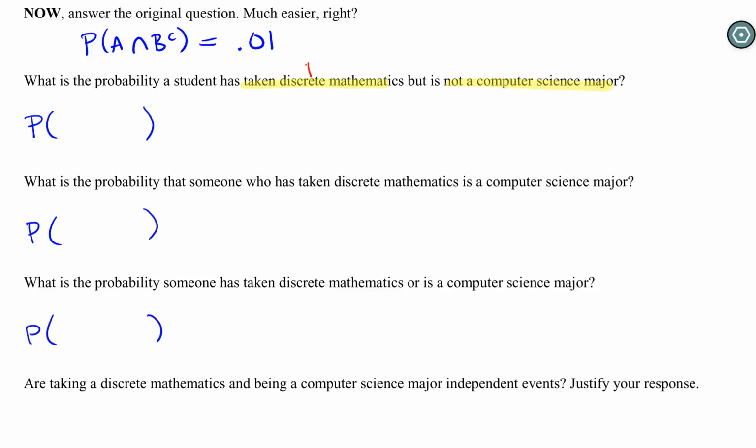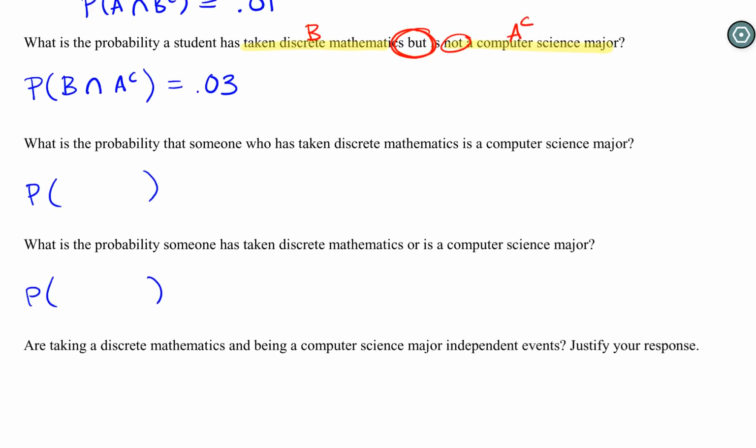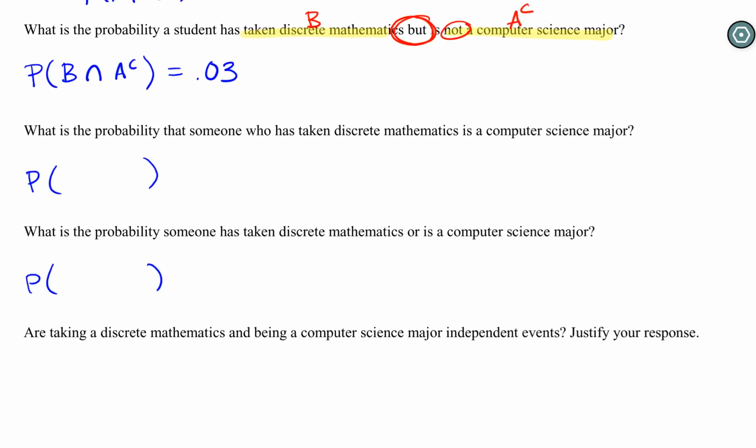So first question, taken discrete math, not a computer science major. So discrete math was B, computer science major was A, but we have that keyword of not, so we need to make that an A complement. And we have that keyword of but again, which is just a fancy way to say and. So here we're looking for B and A complement, which is another one to grab straight off the table. So B and A complement, right off the table, 0.03.